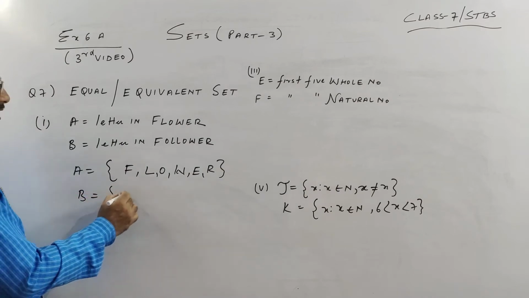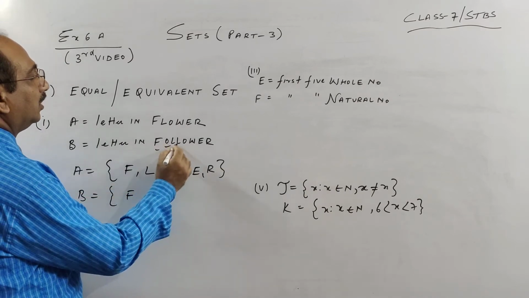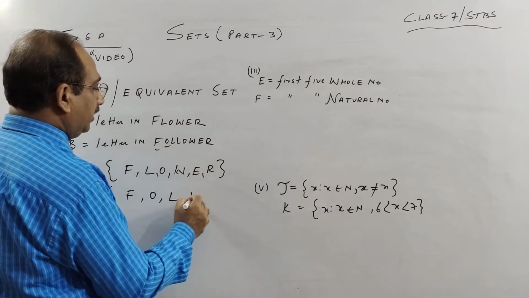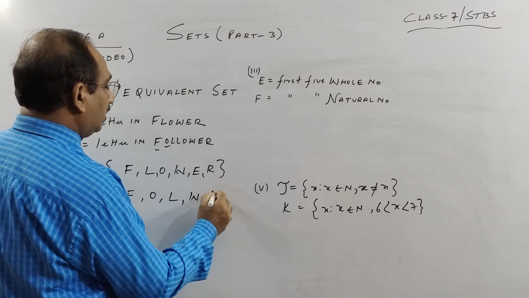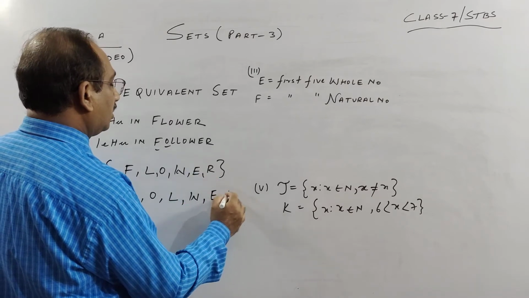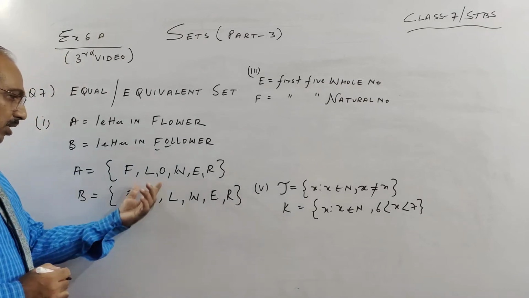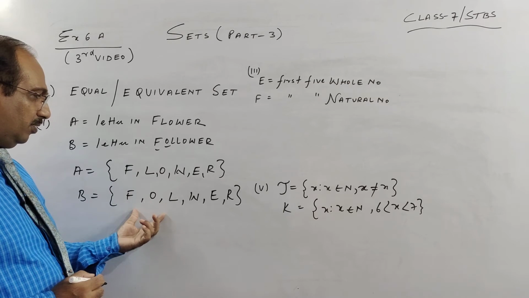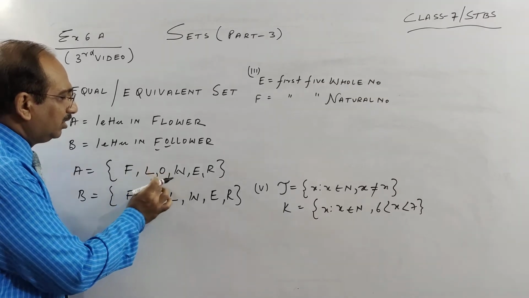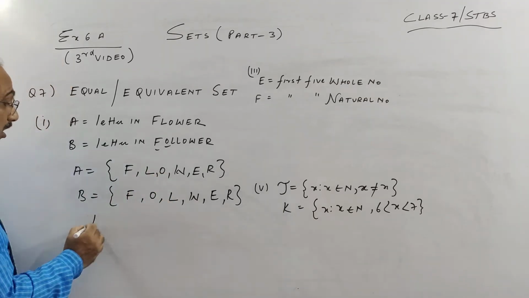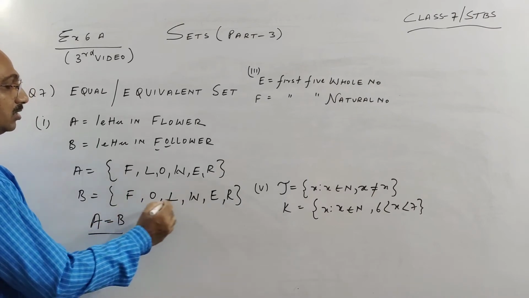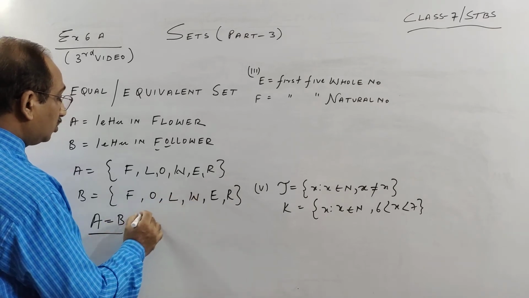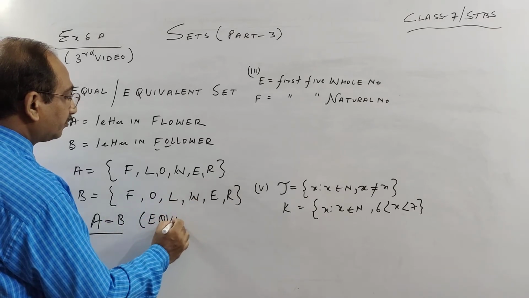Follower, you see, children: F, O, 2 Ls, 1 L I will write. O I have already written, W I'll write. E I have not written, E I will write, and R I have not written, R I will write. So you see only the arrangement is different. Flower has these elements, follower has the same elements, only one change of place is there. So they are equal sets, children.